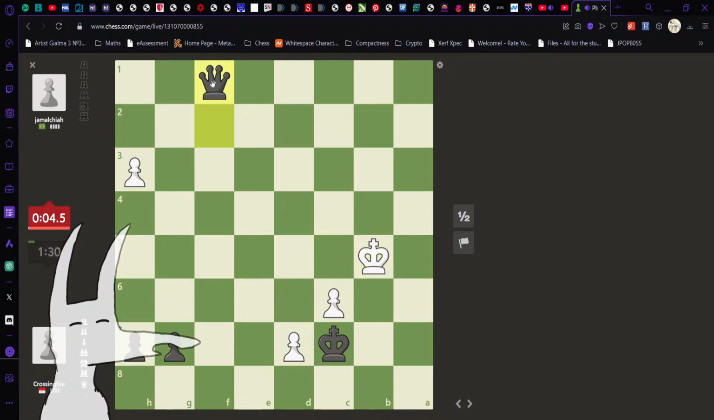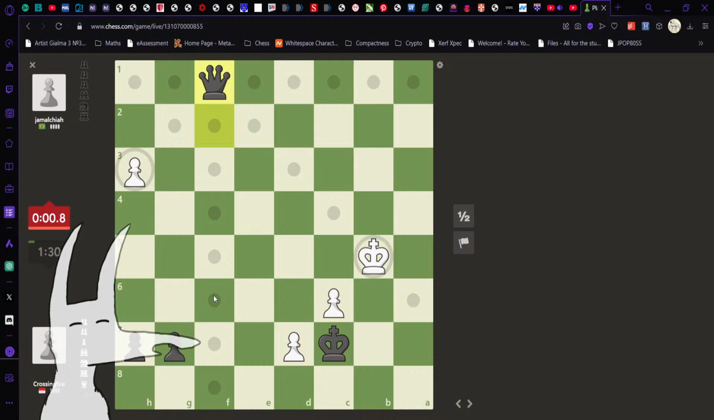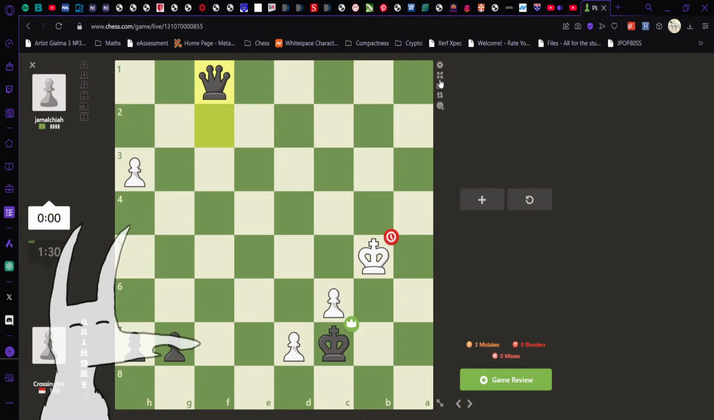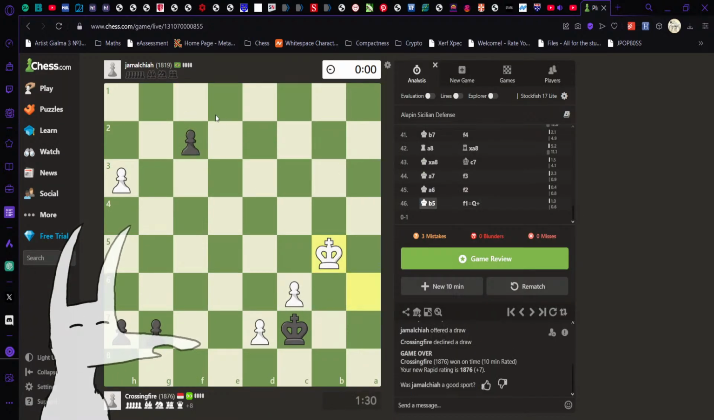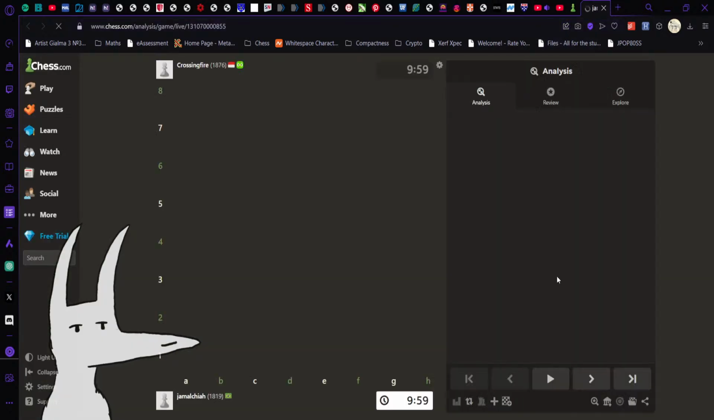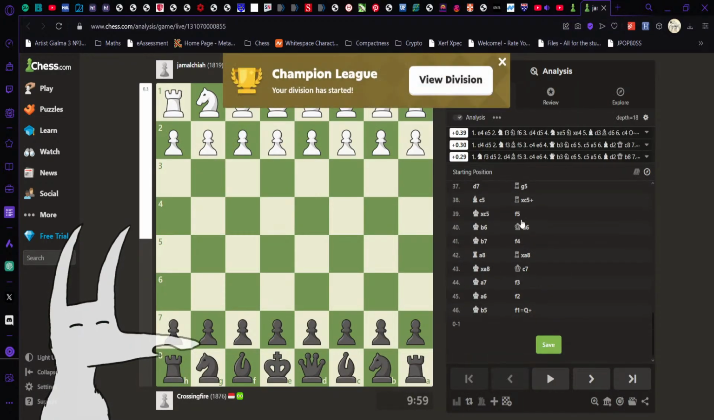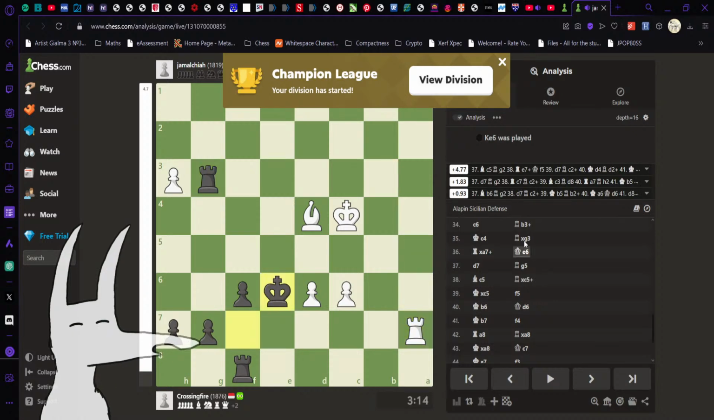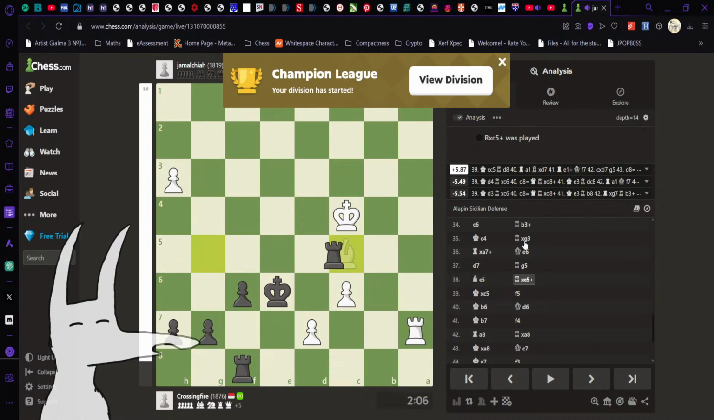Dude, I actually survived this. How? Dude, I didn't need to flag. Like, this is just a winning position for me. Holy shit. Wait, was I truly okay? No, I'm definitely, like, screwed here.